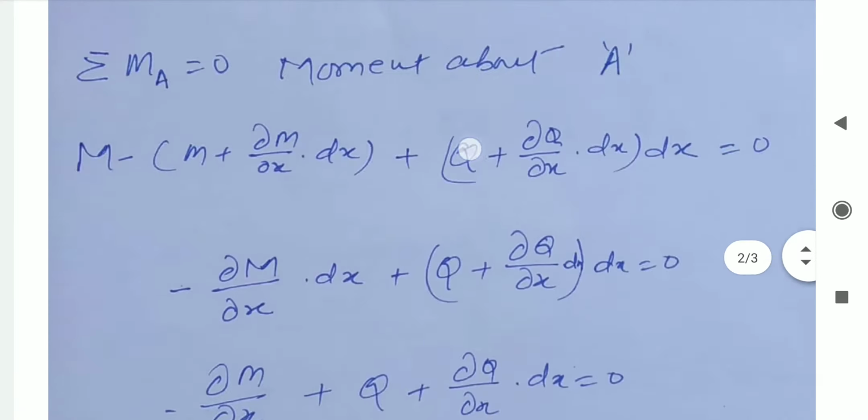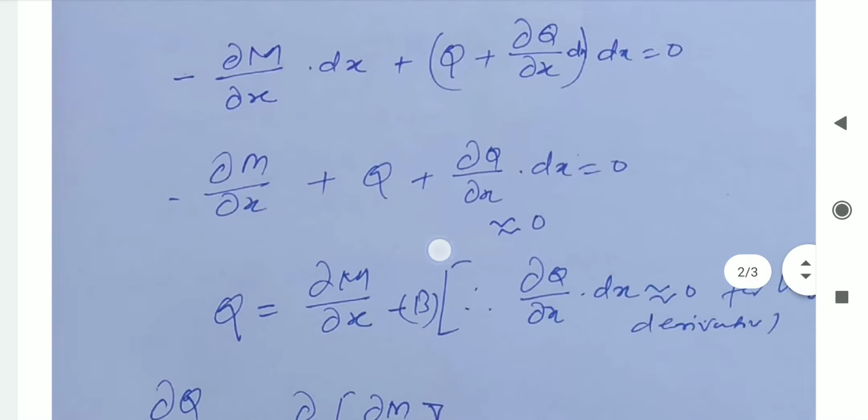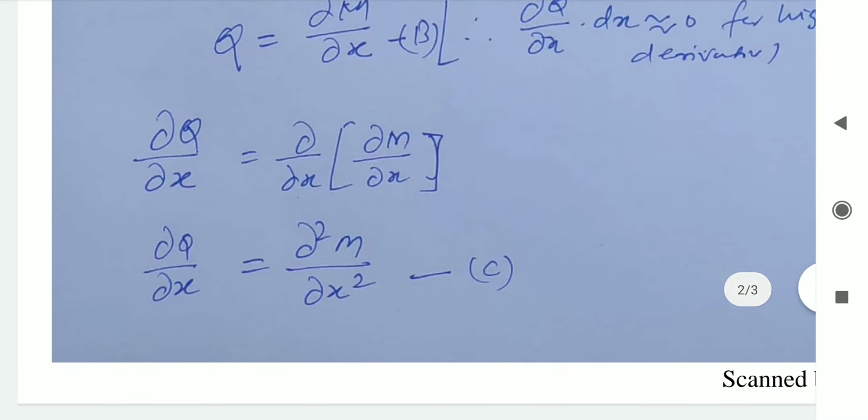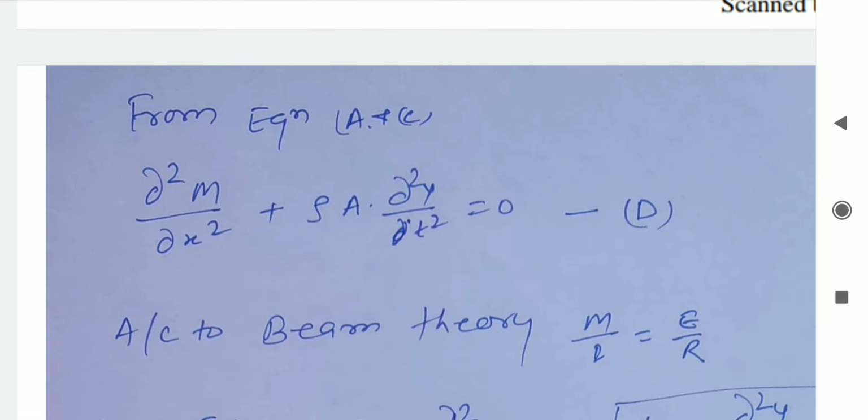So what is equation A? Equation A is ∂Q/∂x plus Q into A, rho into A into ∂²y/∂t² equal to 0. Equation A and equation C give ∂²M/∂x². So here it is rewritten as ∂²M/∂x² plus rho A into ∂²y/∂t² equal to 0.